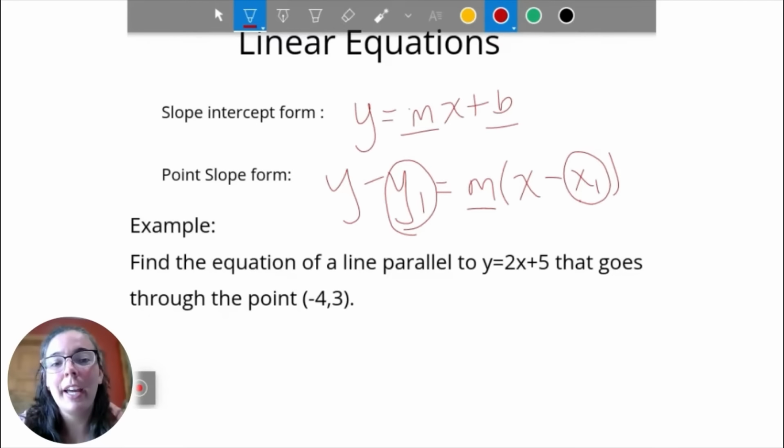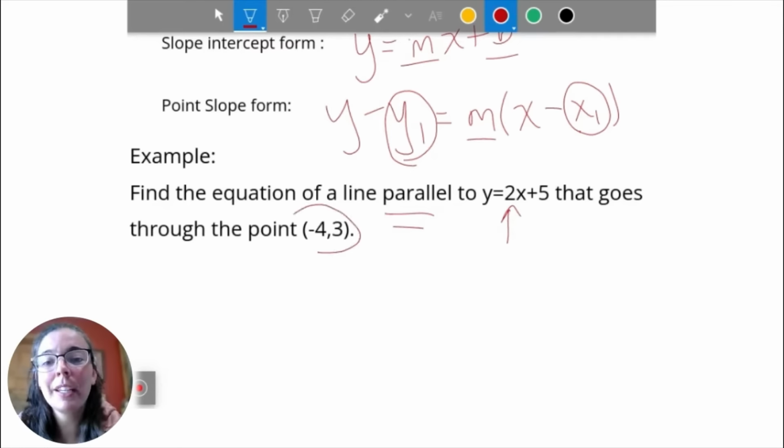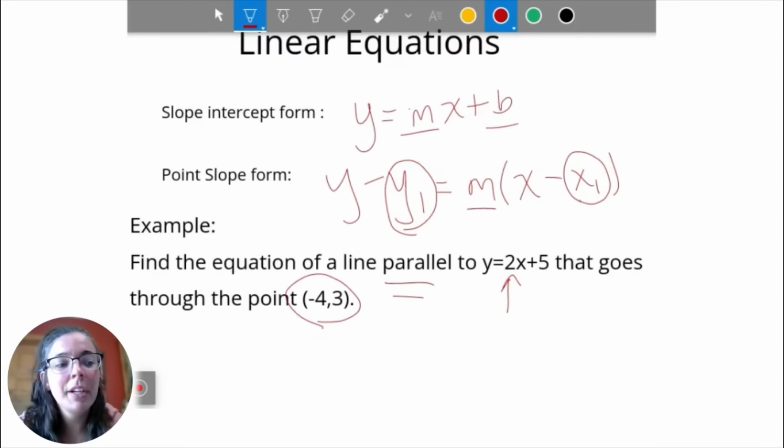So let's look at an example. Find the equation of a line parallel to y equals 2x plus 5 that goes through the point negative 4, 3. A couple things we need to know here. A parallel line has the same slope. So we already know our slope, and it goes through the point negative 4, 3. There are two different ways to do this. We could either plug into our y equals mx plus b, and we'd have to find the y-intercept, or we could plug into our point-slope form. For this example, point-slope seems easier because we know our slope and we know a point.